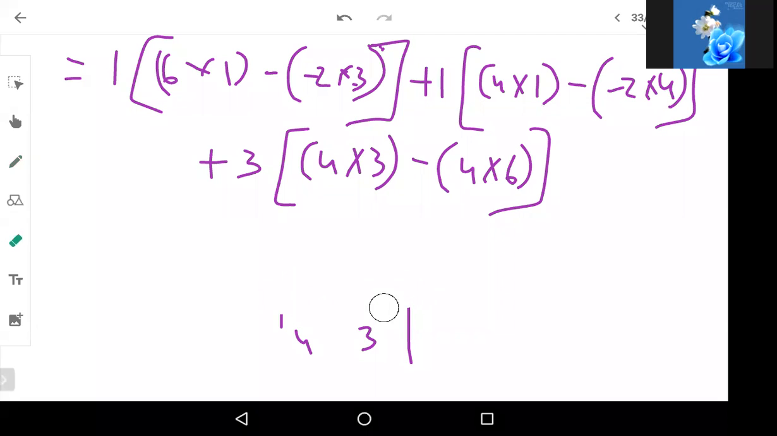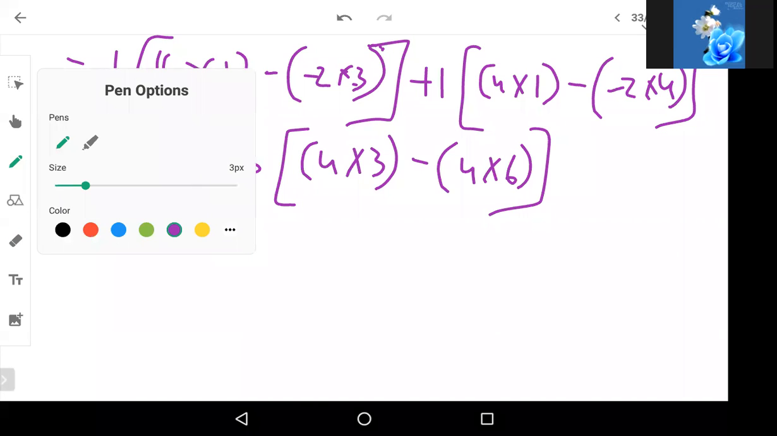Since it's the first problem, I'm doing it very, very elaborately. So from the next problem, you can skip this step and directly multiply and write the answers. That you can do, no problem.